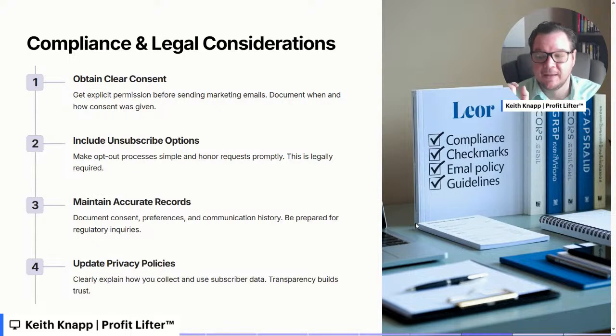All right. Now, this has a big impact on your delivery. This is going to be your compliance and legal considerations. This is what you want to keep an eye on when you're putting together your list, or even inside of your actual email. First, obtain clear consent. Get explicit permission before sending marketing materials. Document when and how consent was given. If they're opting in on your Profit Lifter account, that's handled. You've got all that.